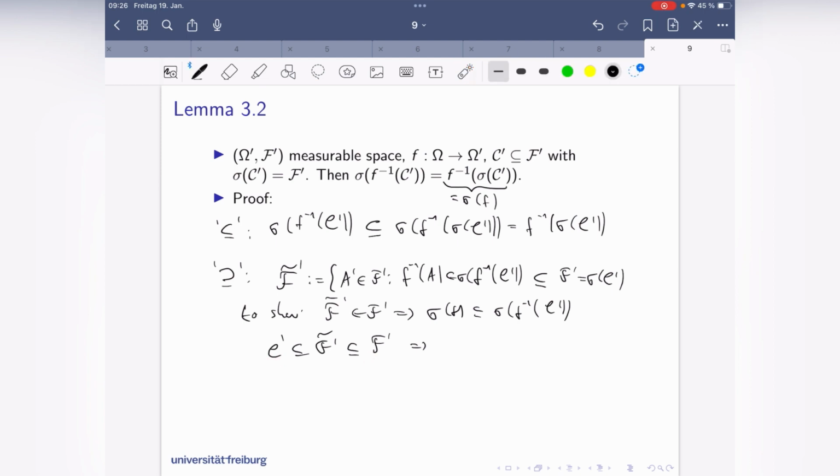So I know this here, F' is sigma of F tilde', but F tilde' is also a sigma algebra, so that's F tilde'. And I'm done. Okay, so we now know we can exchange the sigma algebra generated by the function and the function itself.